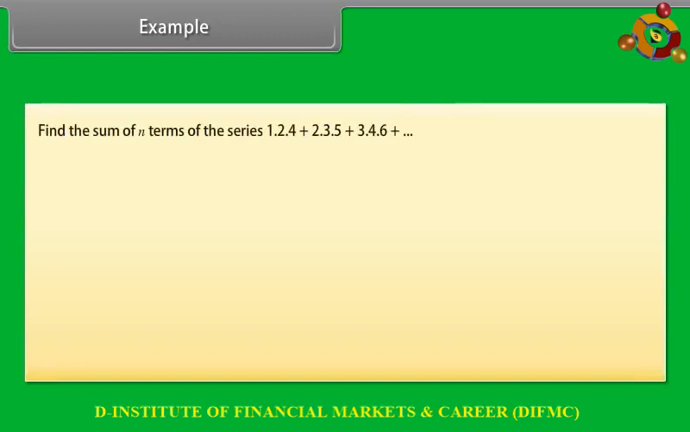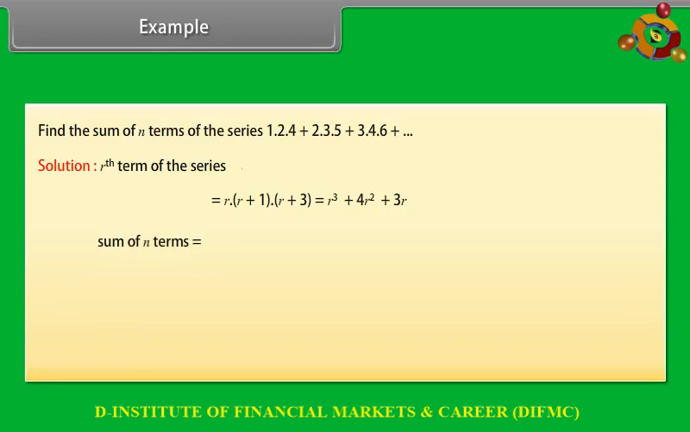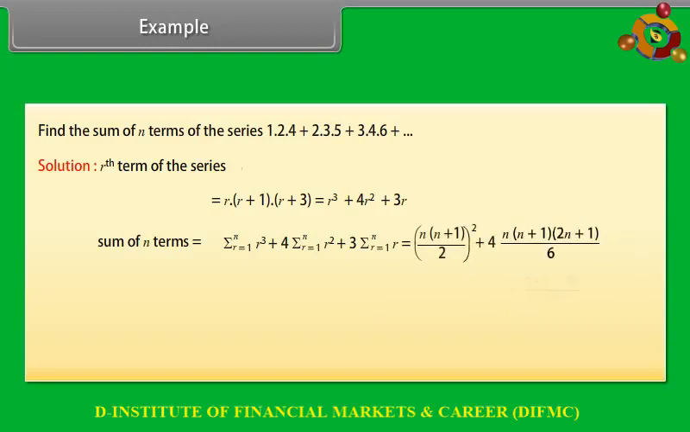Example. Find the sum of n terms of the series. Solution. rth term of the series is equal to, sum of n terms is equal to summation from r equal to 1 to n of r cube plus 4 times summation from r equal to 1 to n of r square plus 3 times summation from r equal to 1 to n of r, which is equal to... On solving, we get n into n plus 1 by 12 multiplied by 3n square plus 19n plus 26.